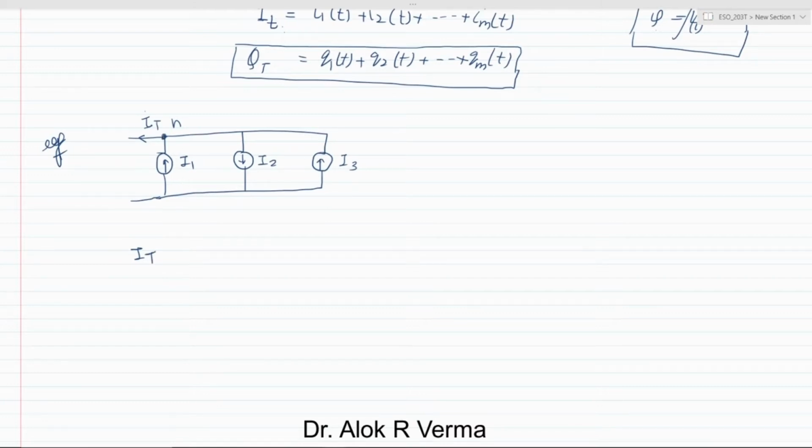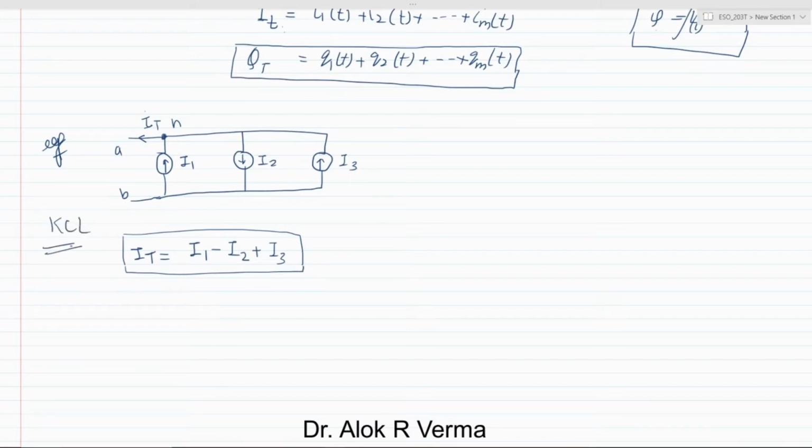And then we'll pay a little attention. The total current IT will be I1, because it is coming to this node, then I2 is leaving, so minus I2, and then I3 is also coming to this node, so plus I3. So I3 is approaching the node, I1 is leaving, I2 is leaving, and this is the KCL at node N. Okay, so this is KCL.